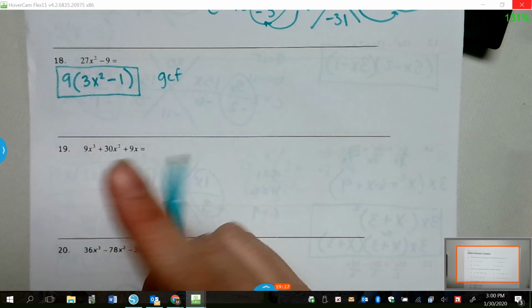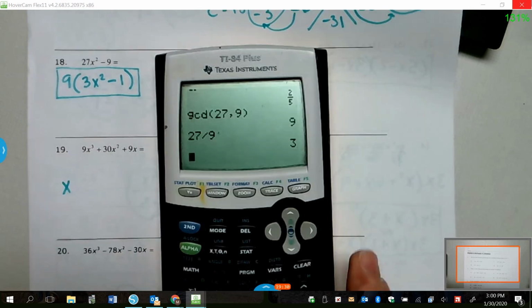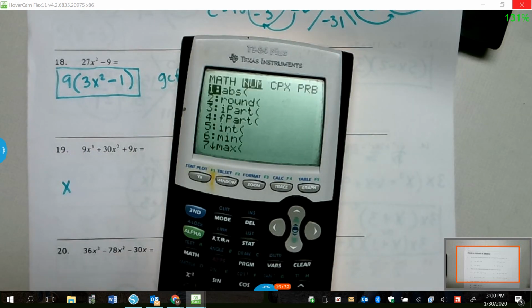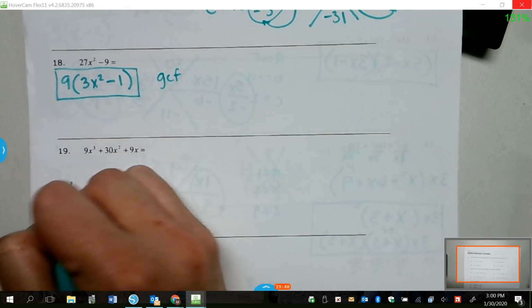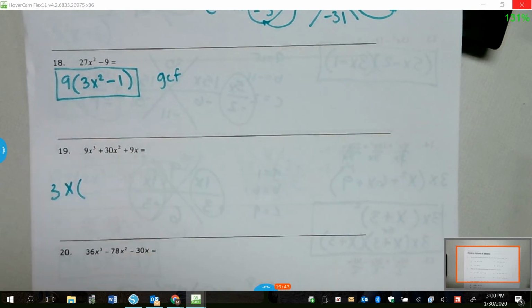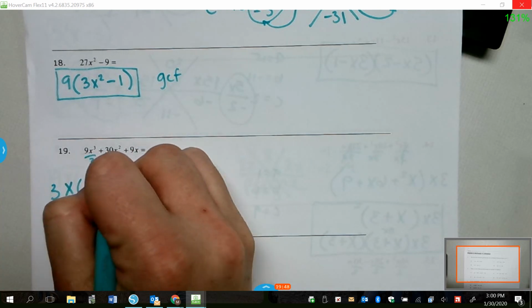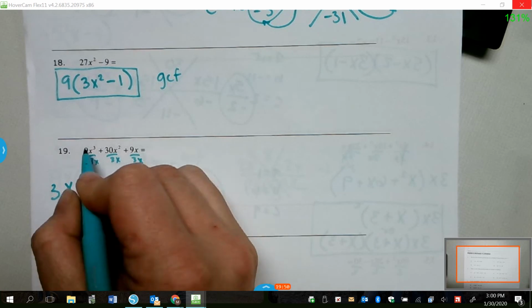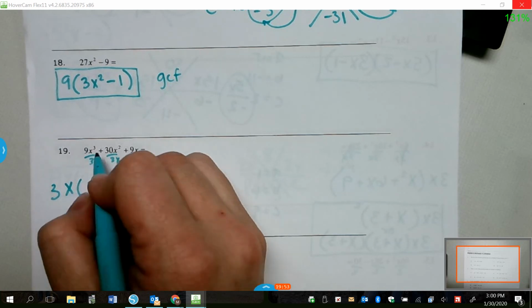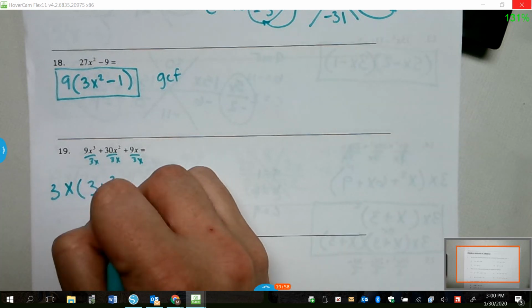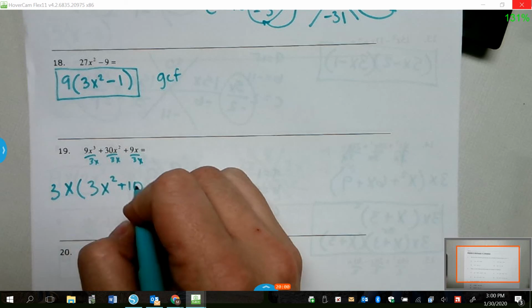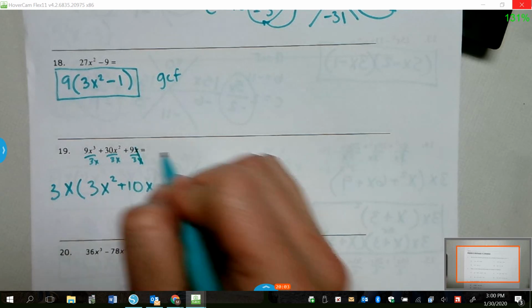Here they all have an x, so let's take it out. And let's see what GCF 9, 30, and 9 have. So math right 9, 9 comma 30. I don't really need to do this again because 9's already in there. So my GCF is 3x. So divide by 3x, divide by 3x, divide by 3x. 9 divided by 3 is 3. X cubed over x. If I took one out, I still have 2 left. 30 divided by 3 is 10. If I had 2 x's, I took one out, I have 1 left. 9 divided by 3, the x's here cancel, you get 3.